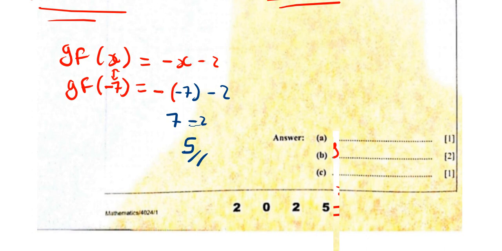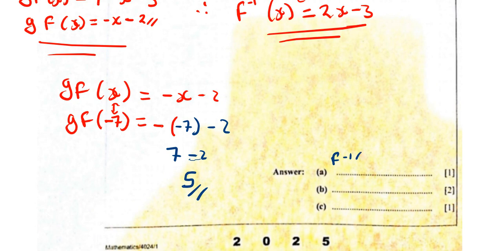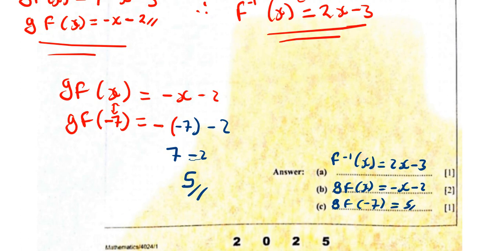And thereafter, make sure that you write your answers well here. For a, we know that the answer is f inverse of x. You write f inverse of x is equal to 2x minus 3. Whatever you do in that space for solving, make sure that you put your answer there, just your answer. Then the other one is gf of x is equal to negative x minus 2. Then finally we just say gf of negative 7 is equal to 5. Like that, it means that you've written and all the 4 marks are yours, all the 4 marks.